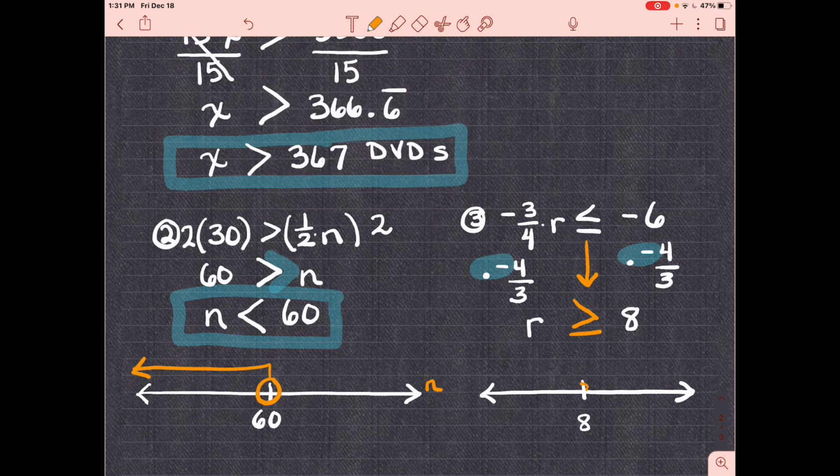I need a closed-in circle because I have an or equal to sign, which means it can equal the number. And R, the number line is called R, is going to be greater than or equal to 8. And the closed circle takes care of the or equal to.